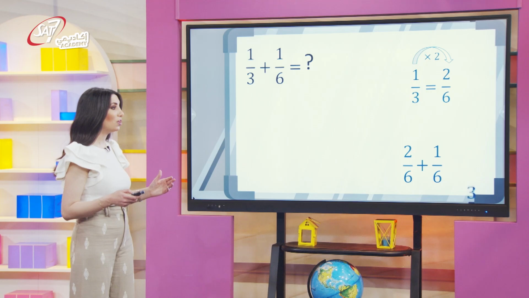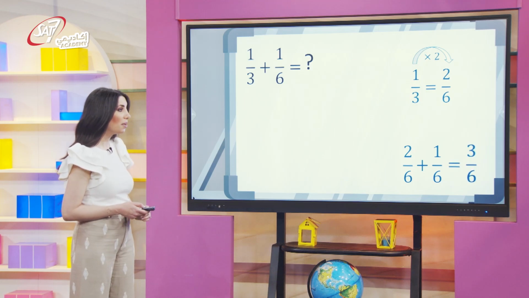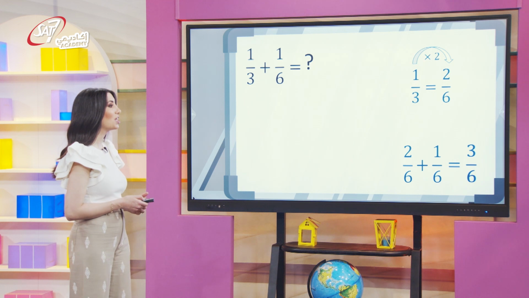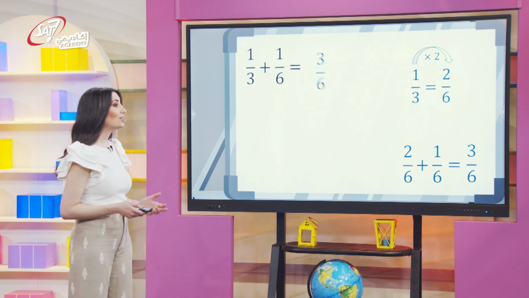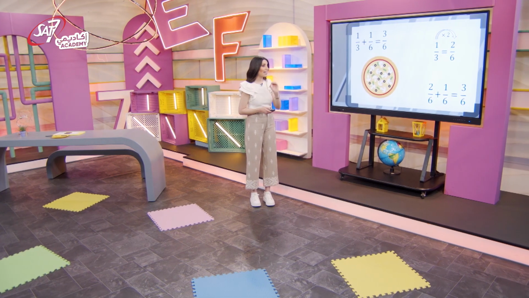Now we can replace 1 over 3 in our addition sentence with 2 over 6. We add the numbers on top. 2 plus 1 is 3, and the denominator stays the same. Let's look at this addition sentence again.